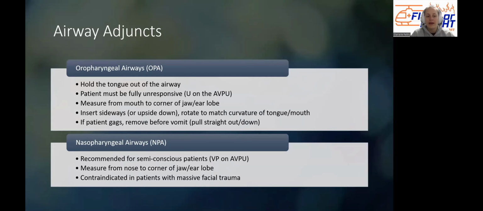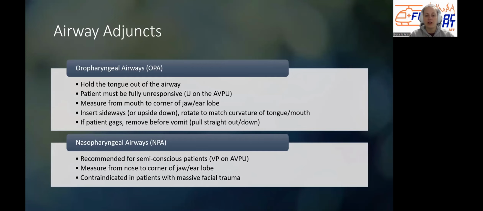So the OPA goes in the mouth, holds the tongue out of the airway so that the airway remains open. Now to do this, it's going to go all the way to the back of their tongue, and it's going to hit the gag reflex. So before you even try an OPA, you want to make sure your patient's unresponsive. And I don't mean semi-conscious, I mean fully unresponsive.